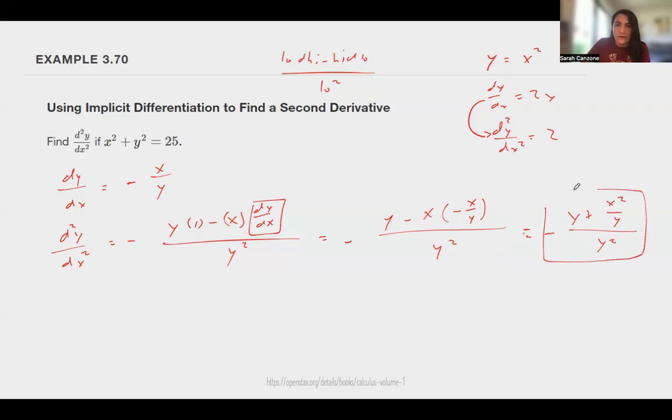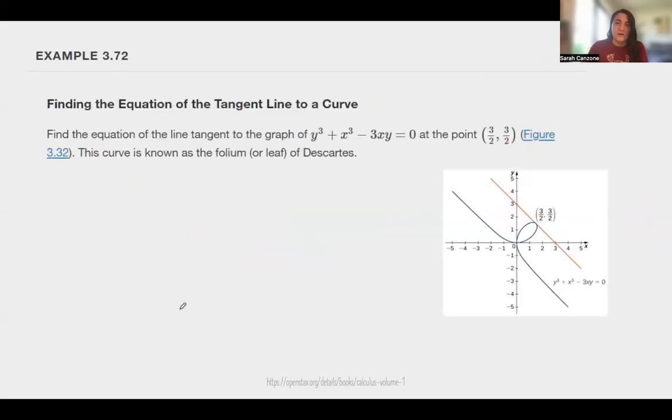And of course, there are ways to simplify this as well to make it into a nicer looking fraction, but that's not what I'm looking for you to do. What I'm looking for you to do is just find a derivative. All right, so this is a good answer when it comes to finding a second derivative using implicit differentiation.